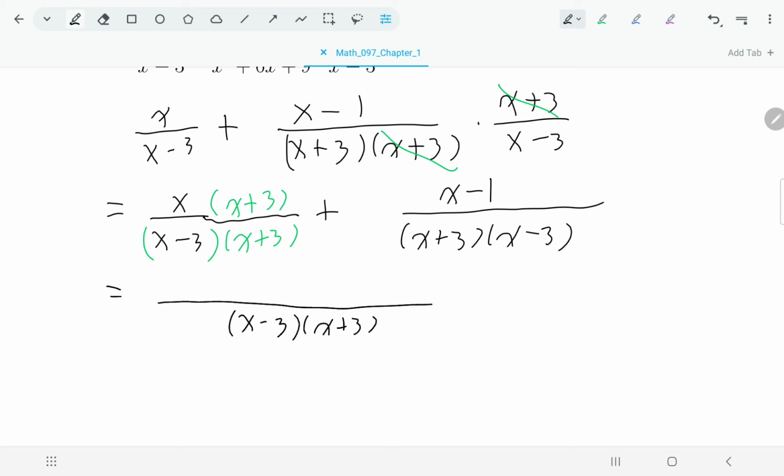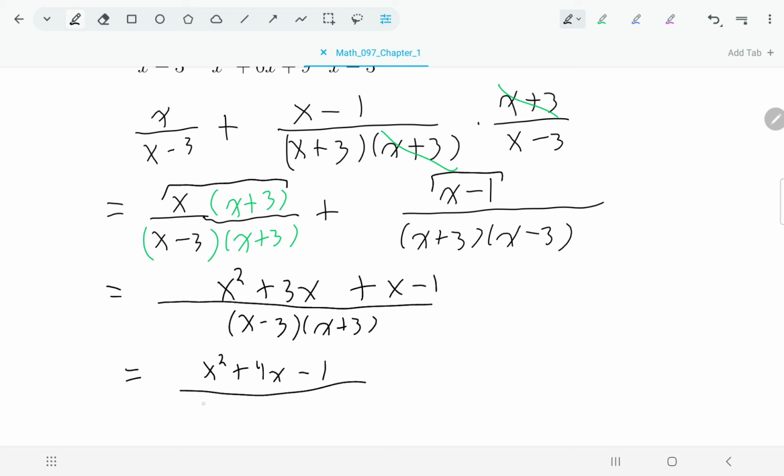And so what will I have for my numerator? I'll have the first numerator plus the second one. For the first numerator, x times x plus 3, or if I were expanding that out, x squared plus 3x. And then for my second numerator, I have x minus 1. And so this adds to give me x squared plus 4x minus 1 for my numerator.